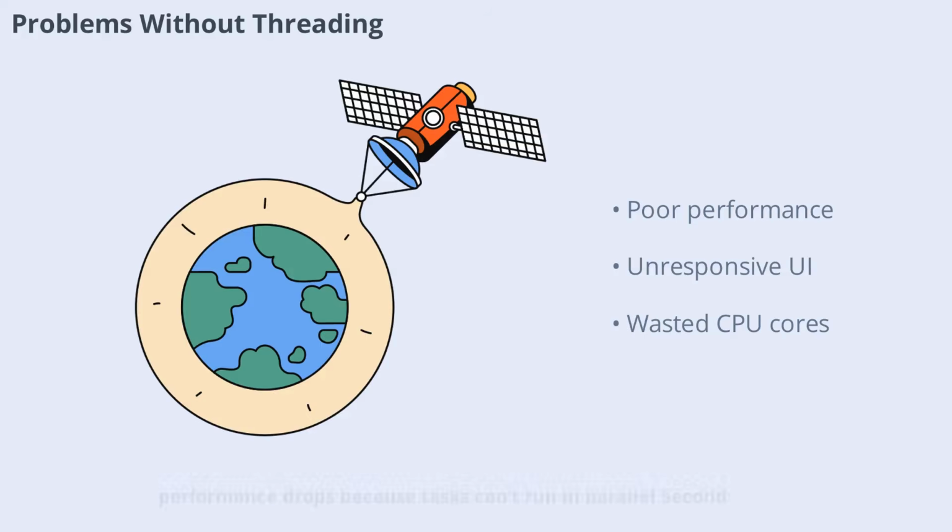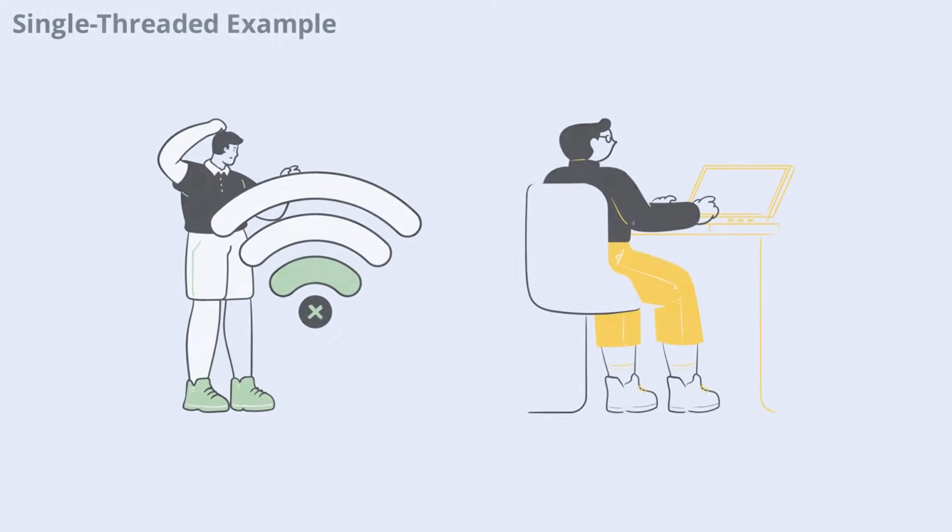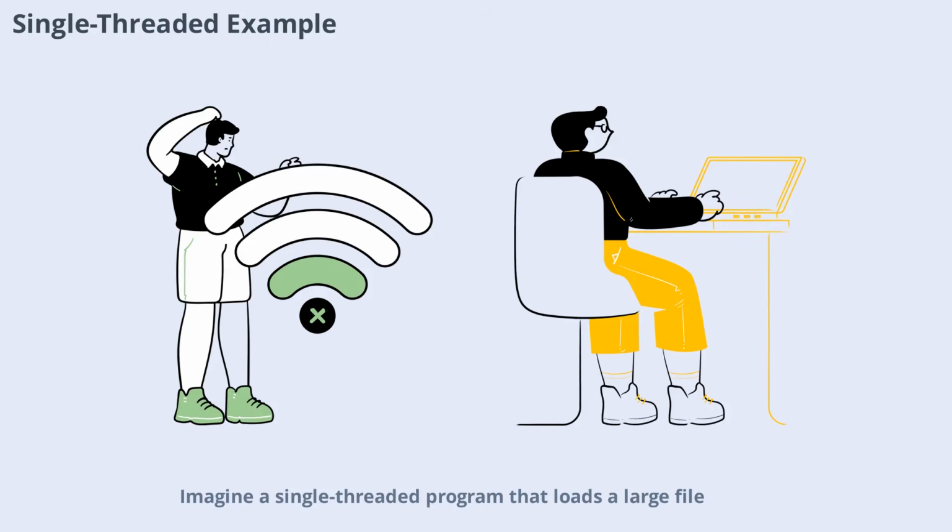First, performance drops because tasks can't run in parallel. Second, the user interface can become unresponsive, freezing while waiting for tasks to finish. Third, you're not making full use of your CPU's capabilities, wasting valuable resources. Imagine a single-threaded program that loads a large file. While the file is loading, the entire application freezes. You can't click buttons, scroll, or interact with anything until the task is done. This is a common issue in older or poorly designed programs, and it's exactly what threading helps you avoid.